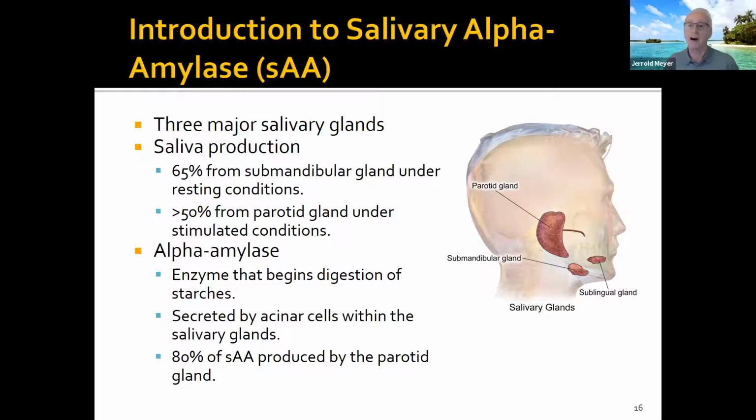So here we're just going to focus on the sympathetic measure, which is salivary alpha amylase. So let's look at the saliva glands.